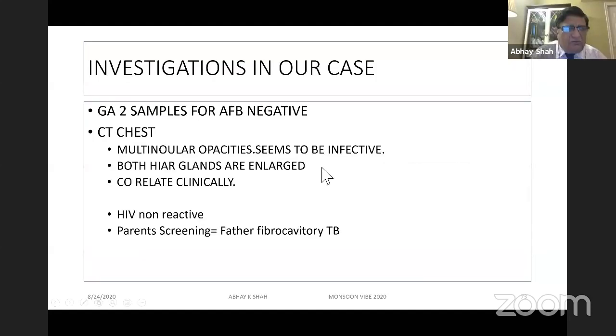So in that, what Dr. Rajendra said, two samples for AFB were negative. We did a CT test. We saw multinodular opacities which seem to be infective. Both hilar glands are also enlarged, and HIV was non-reactive. And the parents say the father was having a fibrocavitary lesion. So history of contact, screening of the parents, HIV, and CSF are very, very important as far as miliary tuberculosis is concerned.